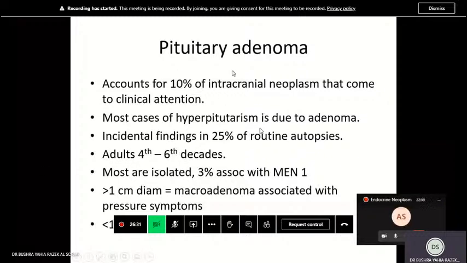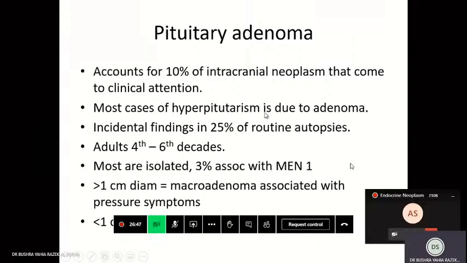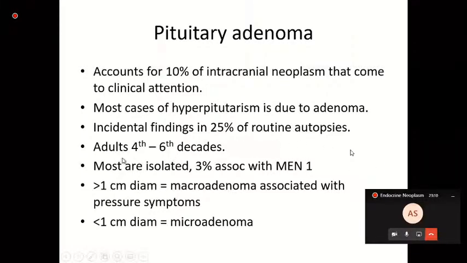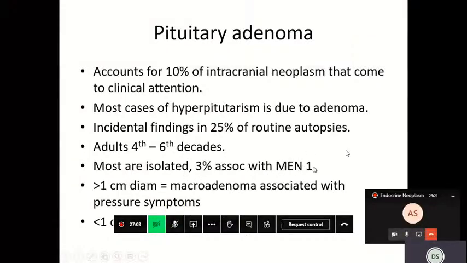Usually pituitary adenoma accounts for 10% of intracranial neoplasms that come to clinical attention, most in cases of hyperpituitarism due to adenoma. Okay. Sometimes it is an incidental finding in 25% of routine autopsies, especially the non-functioning adenomas. Usually affects the fourth and sixth decade. Most are isolated, and 3% are associated with multiple endocrine neoplasia 1.